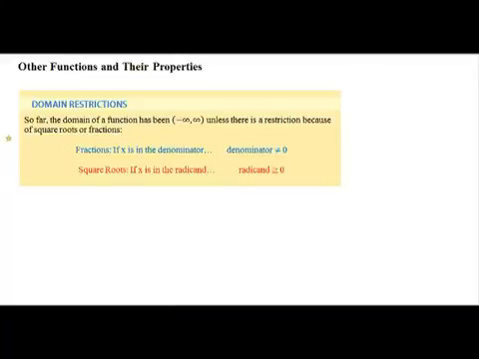For fractions, if x is in the denominator, then we know that the denominator cannot equal 0. For square roots, if x is in the radicand, the stuff that's under that square root, then the radicand must be greater than or equal to 0. In other words, the radicand cannot be negative because we cannot take square roots of negative numbers.